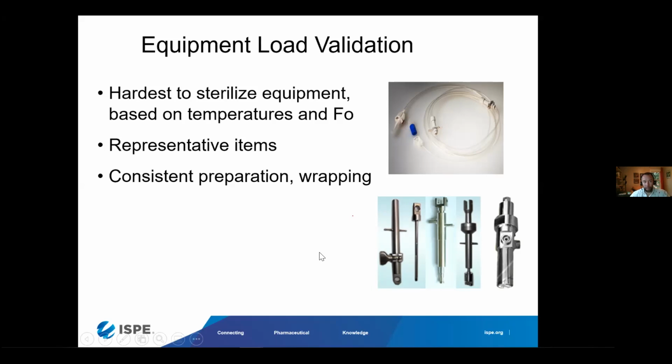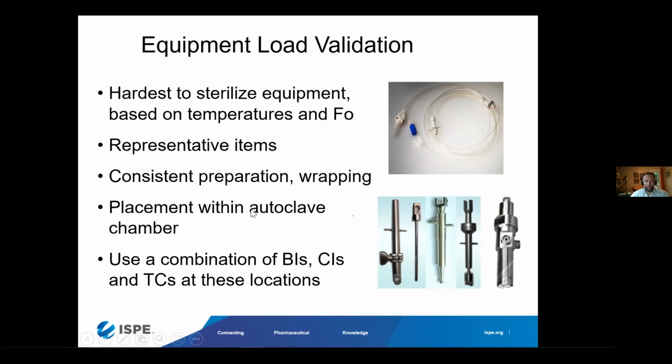Consistent wrapping and preparation of the equipment, this all needs to be documented. Also, the placement within the autoclave chamber is part of the validation. And again, we're using a combination of biological indicators, chemical indicators, and thermocouples at the worst case location. This is really encompassing all parts of the validation now.